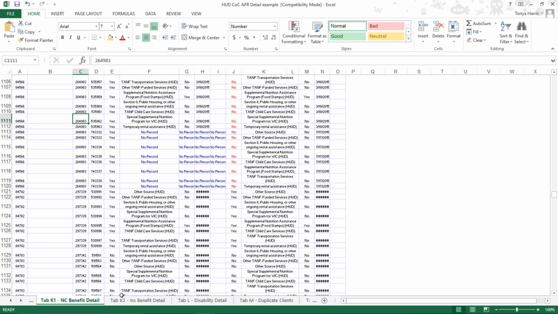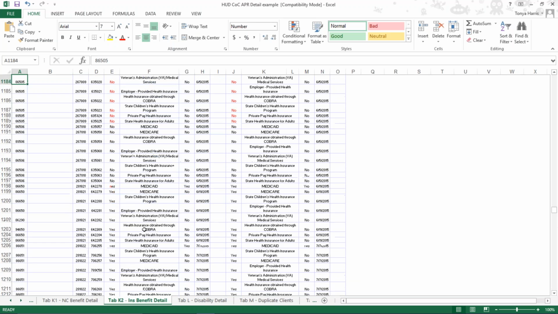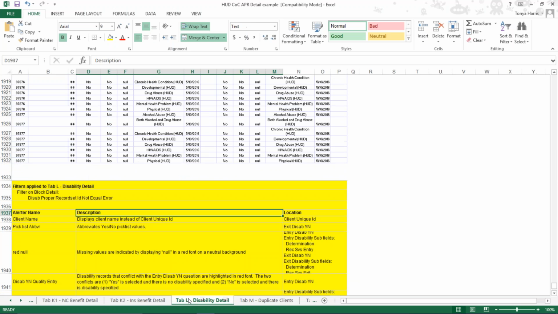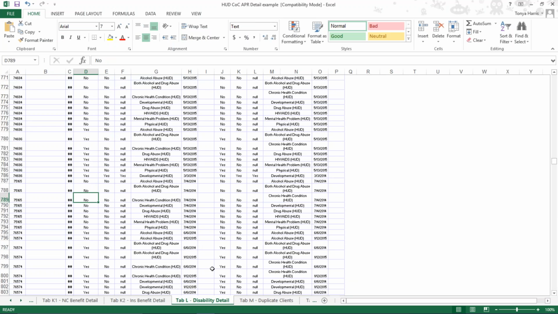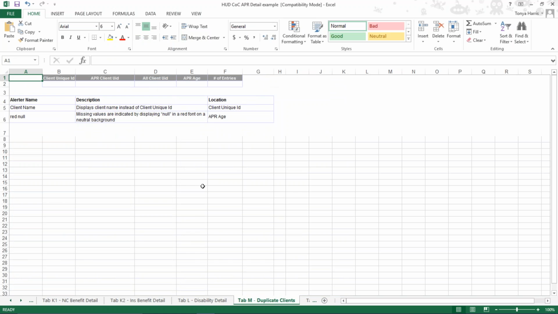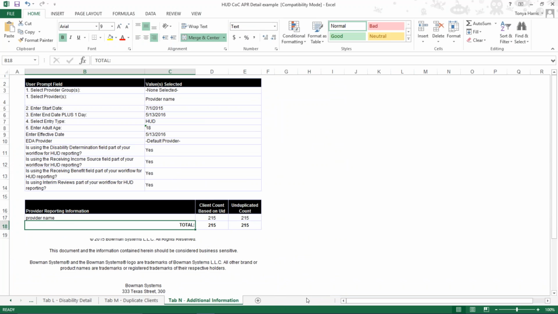And then we have insurance. So again, we have a legend and then all the data. Disability, disabling condition: we have a legend and all the data. We don't have any duplicate clients. That's exciting. And then, of course, the last tab. So again, I'm always emphasizing this last tab.